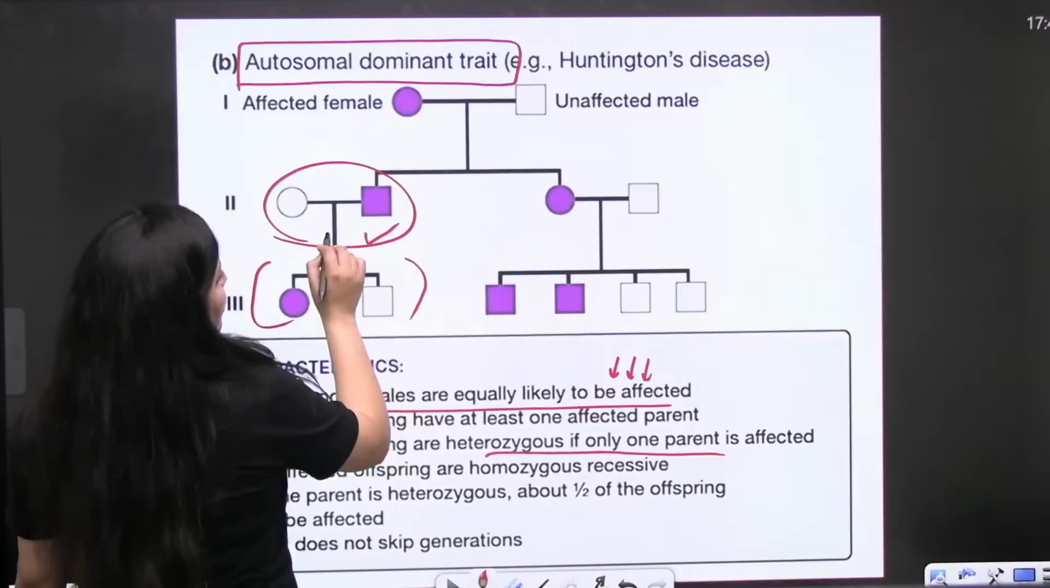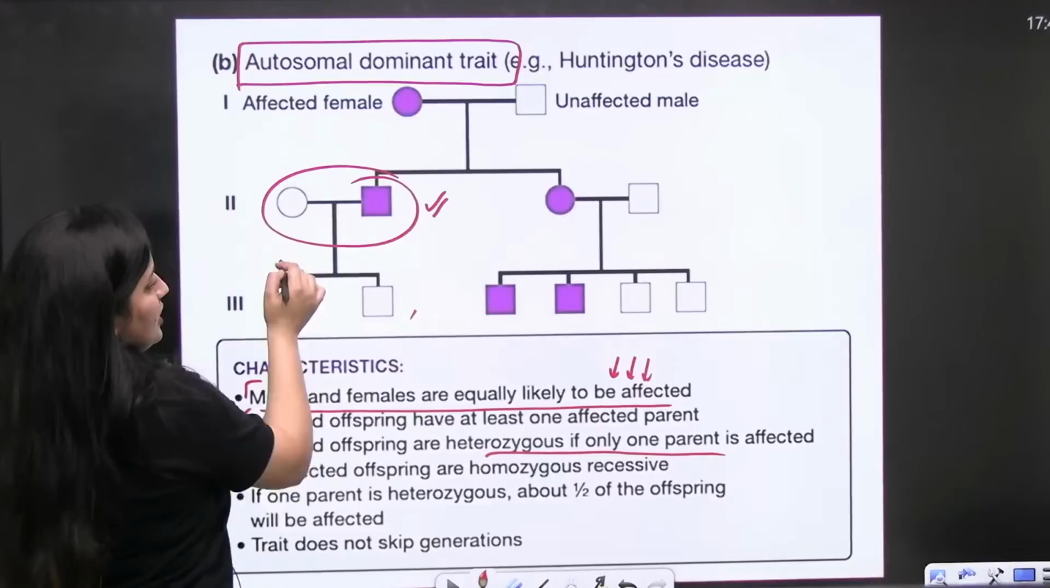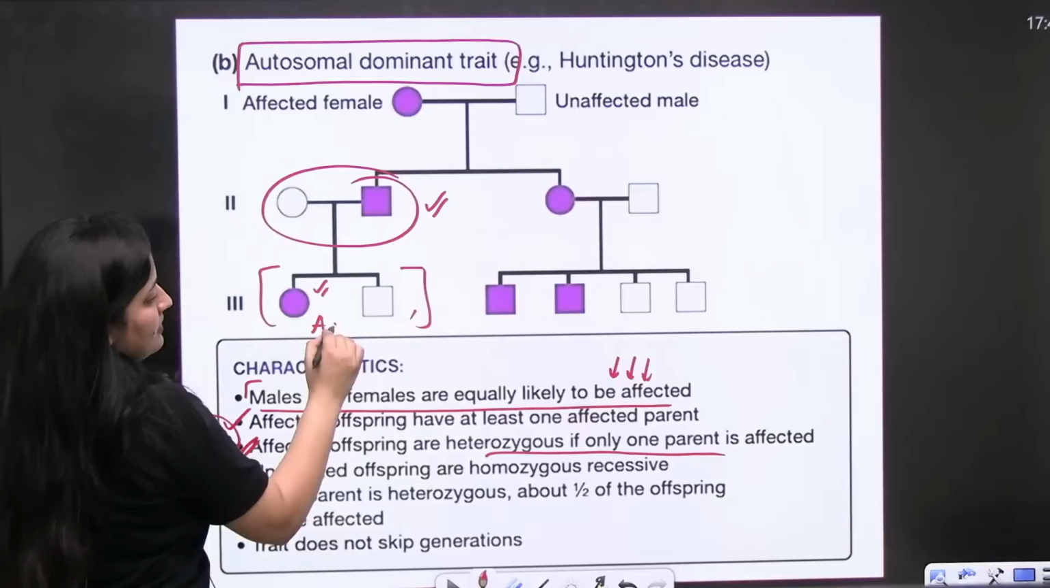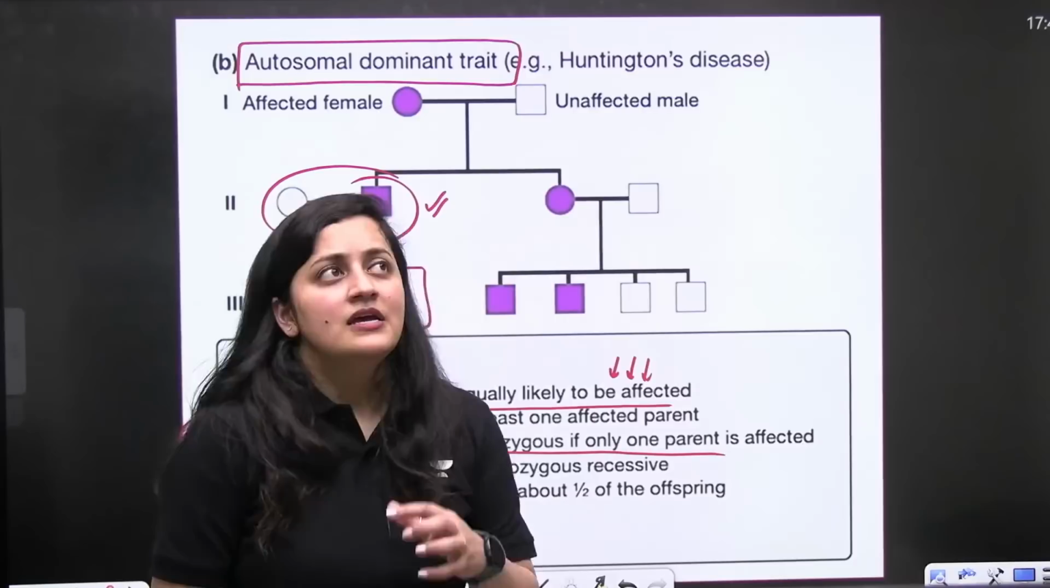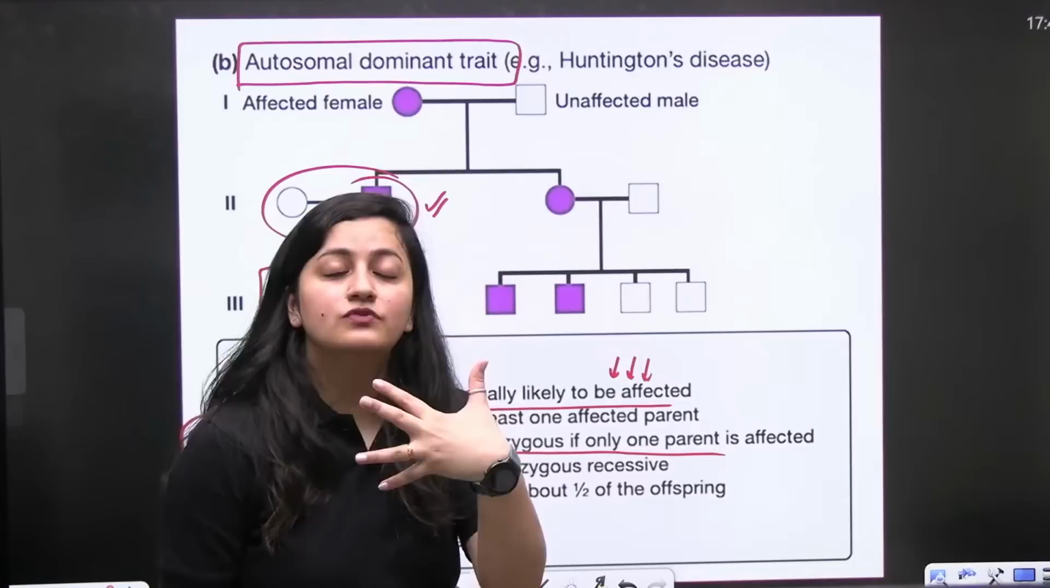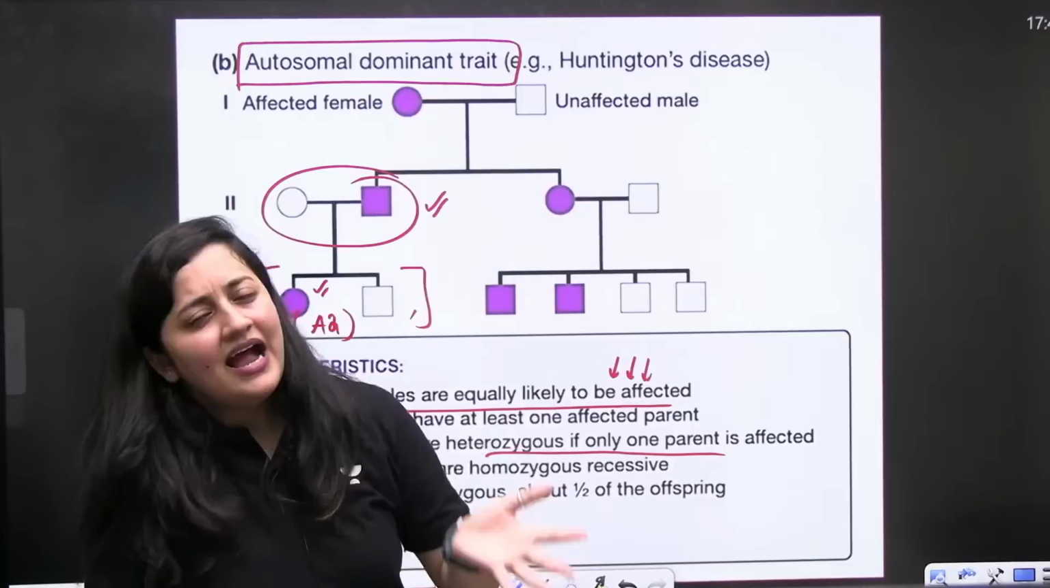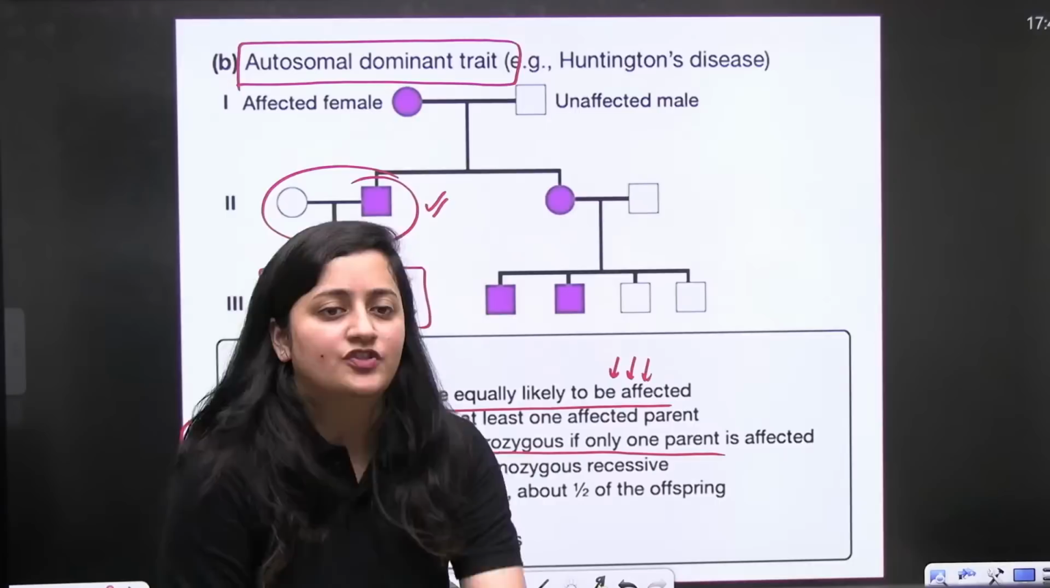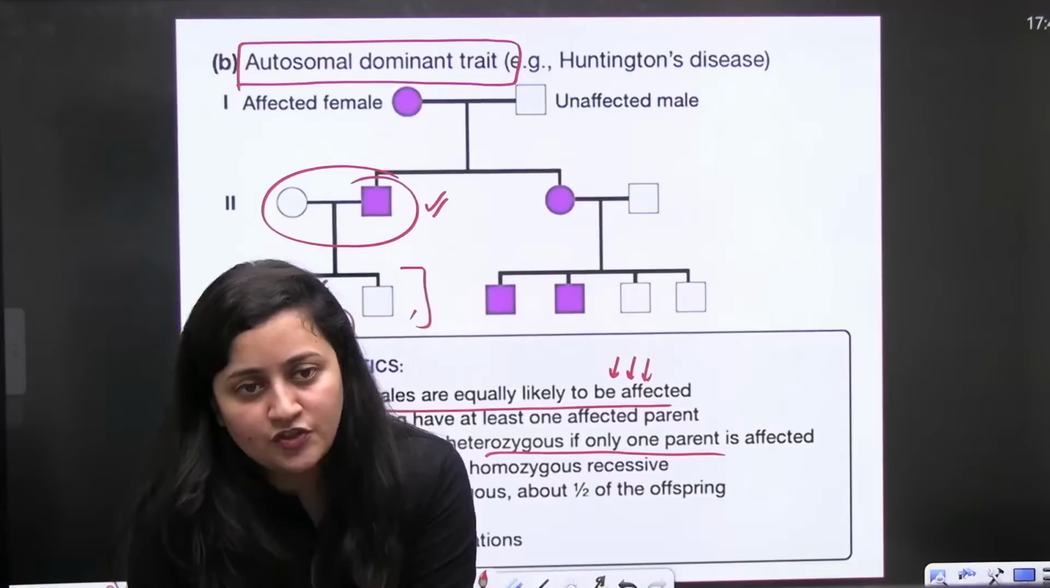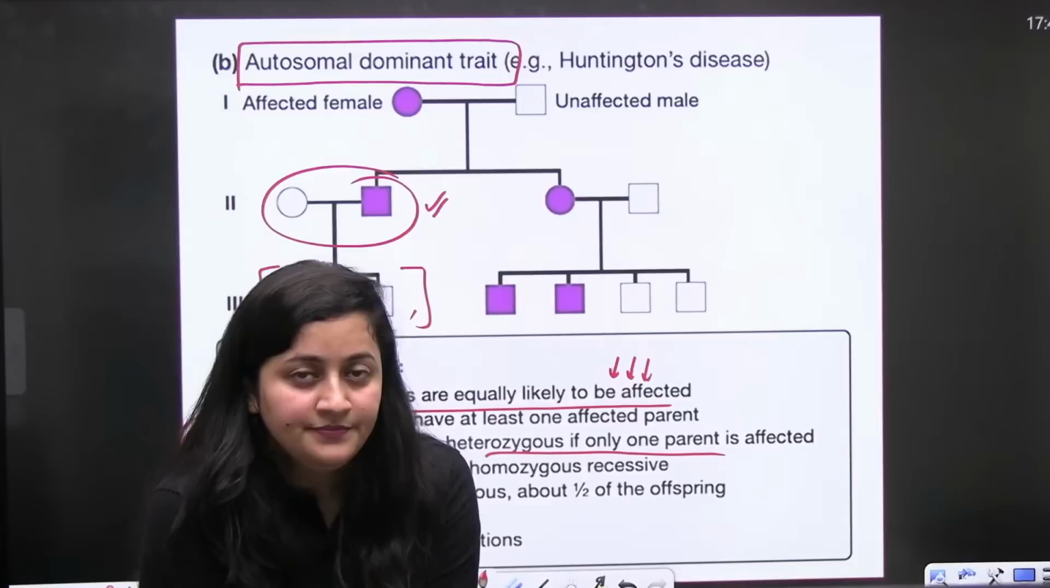Out of these two parents, only one parent has that dominant trait. In the next generation, you can see this particular girl has the trait. But here, the genotype is going to be heterozygous, not homozygous. So let me give you one question. You have to see the inheritance pattern of an autosomal dominant trait. Both the parents are affected, and in the next generation, their child is also affected. What will be the possible genotype of that child? Tell me quickly. What should be the answer?